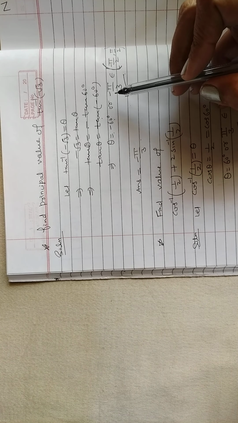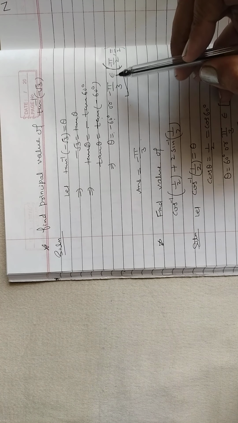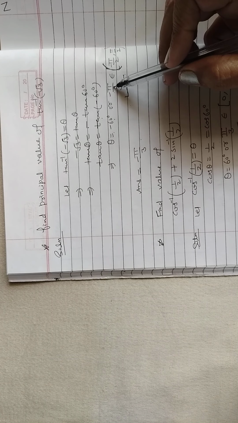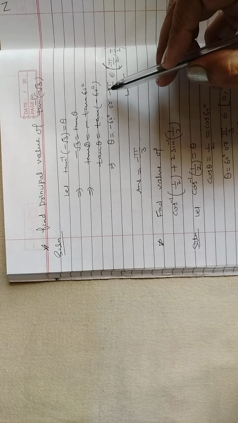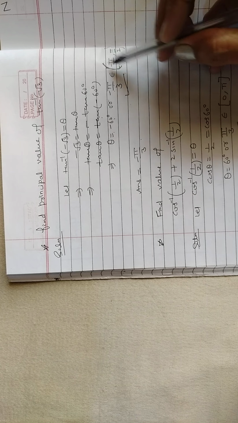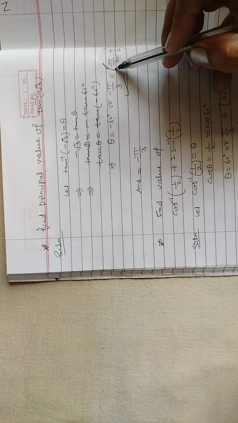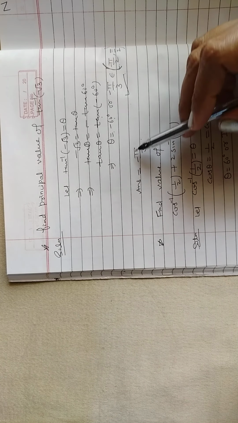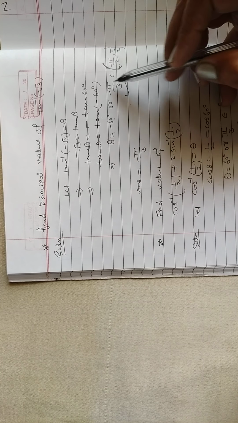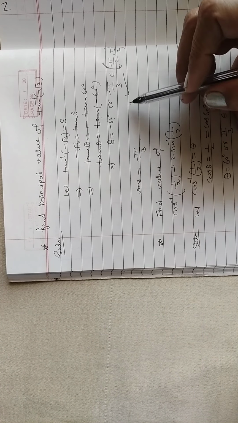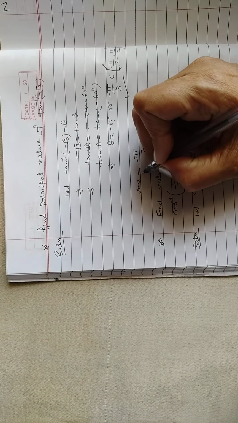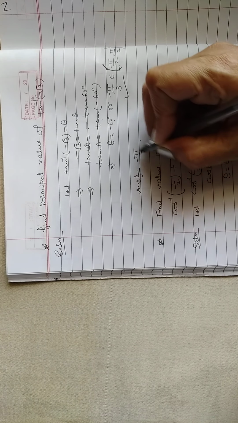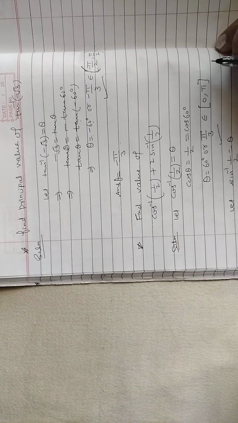Now you have to check whether it comes in the range of tan inverse. It is minus 60, and the range of tan inverse was minus 90 to 90 open interval. So it belongs to the range. So your answer will be minus pi by 3. This will be the principal value. Your answer is theta is equal to minus pi by 3.